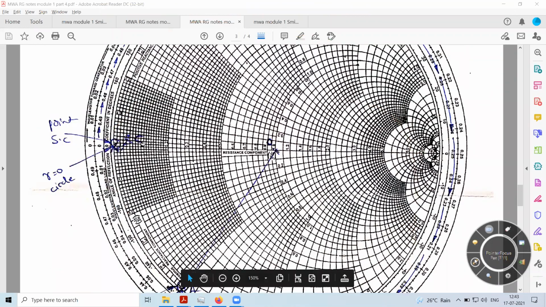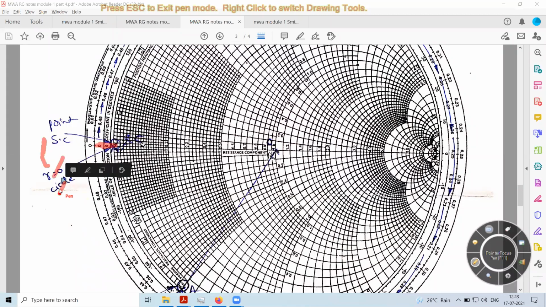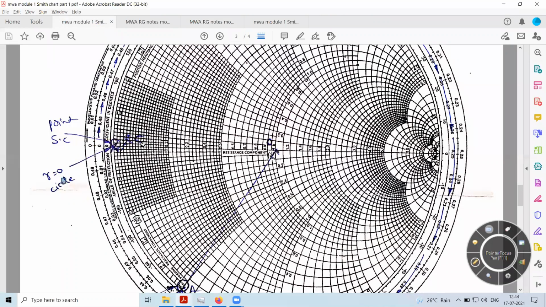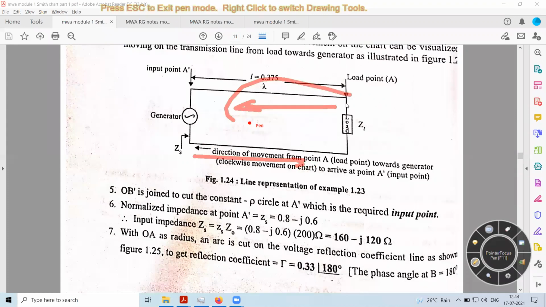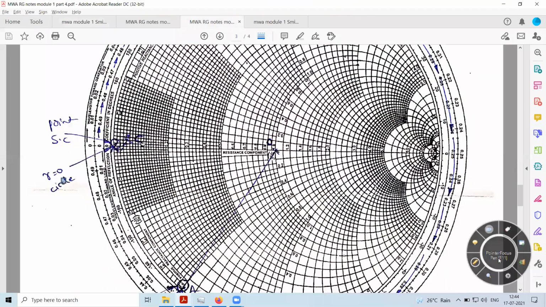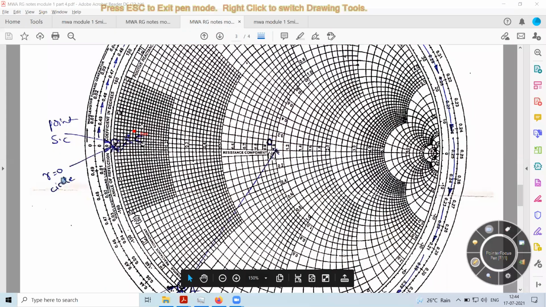The other way, in simple form, is to take this as the reference point where the length L by lambda is equal to 0. Since we know it is a short circuit condition, I want to know the length. I can move in this direction, from this point to this point. So now I'll consider this one. This is the normalized load point, and from the load point I have to move towards the generator.